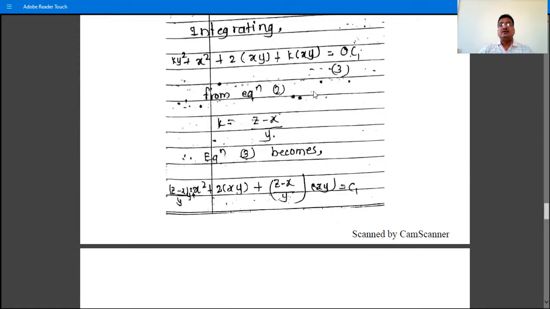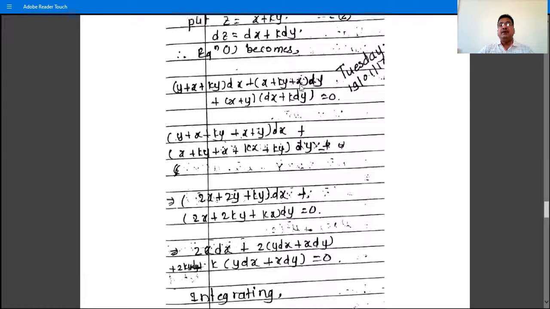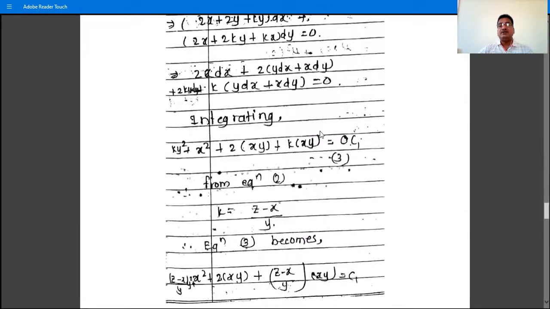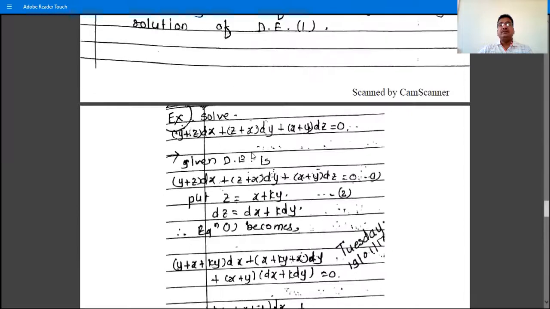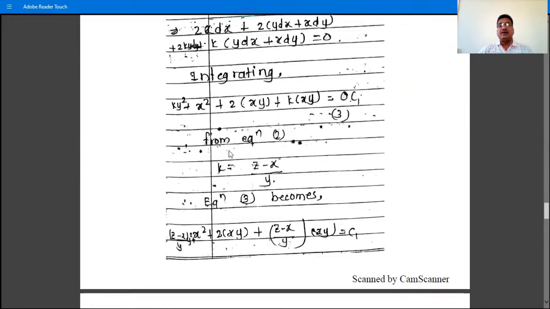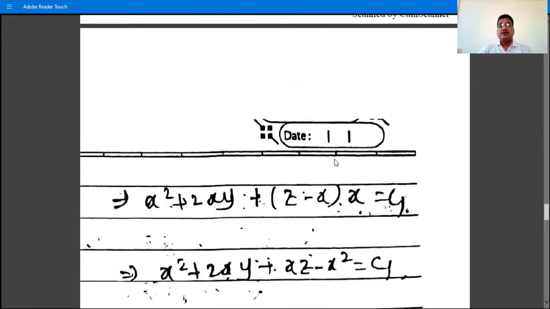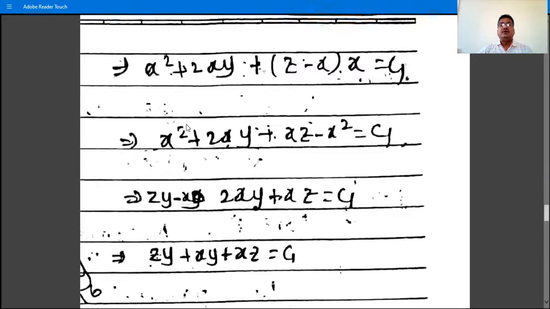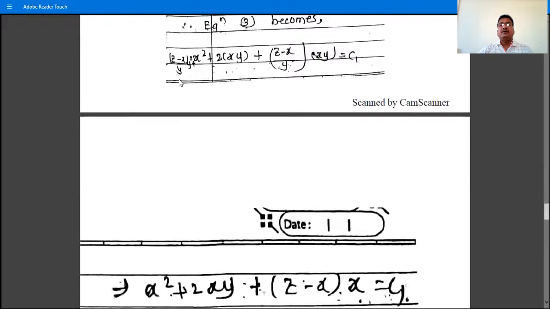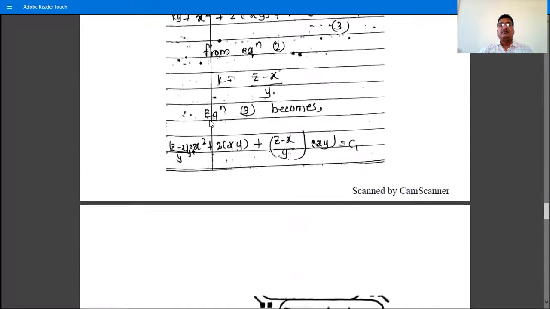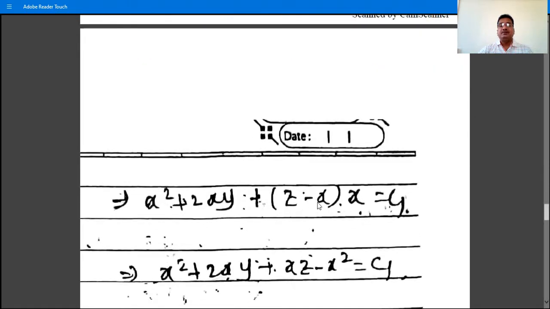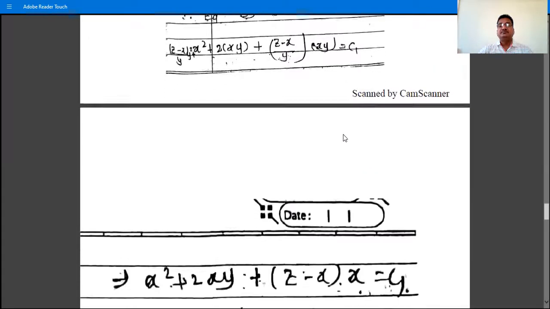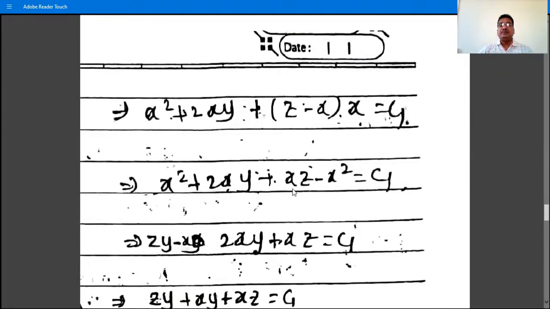So we have to eliminate k from equation number 2 and equation number 3. Substitute k as (z minus x) by y in equation number 3. We have this, and after simplification we have this as the answer: x square plus 2xy plus (z minus x) y... is equal to c1. That is x square plus 2xy plus xz minus xy is equal to c1.